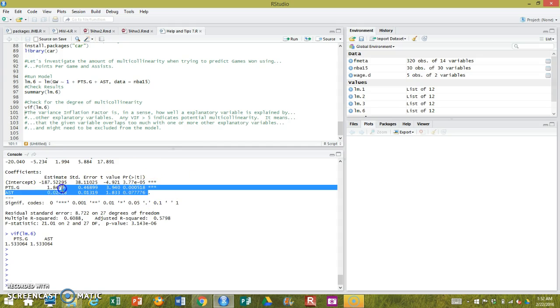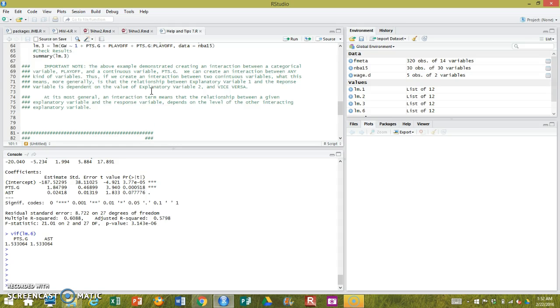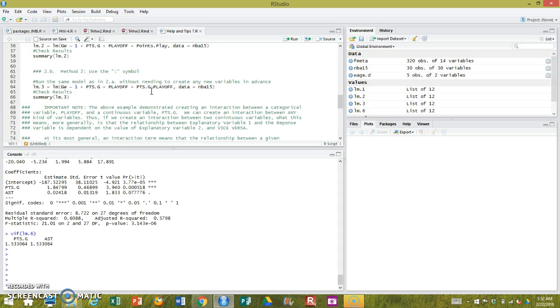So I can sort of rest assured that my assists variable is not statistically insignificant due to multicollinearity. So that's fine. But what about a case where there is a problem of multicollinearity? Well, let's go back a second to this interaction model that I ran up here of points per game, playoff, and points per game interacting with playoff. And I ran that as LM.3.